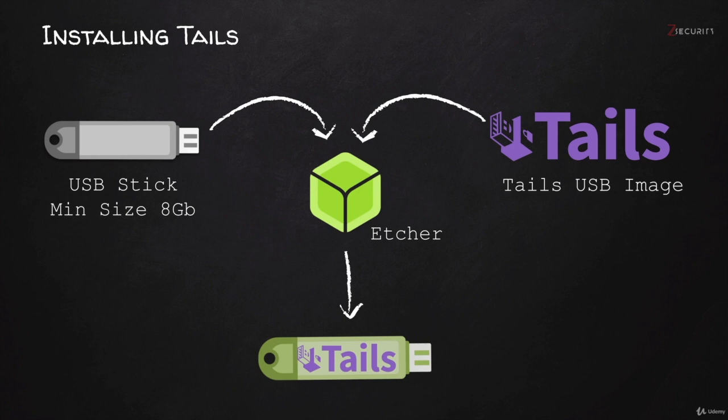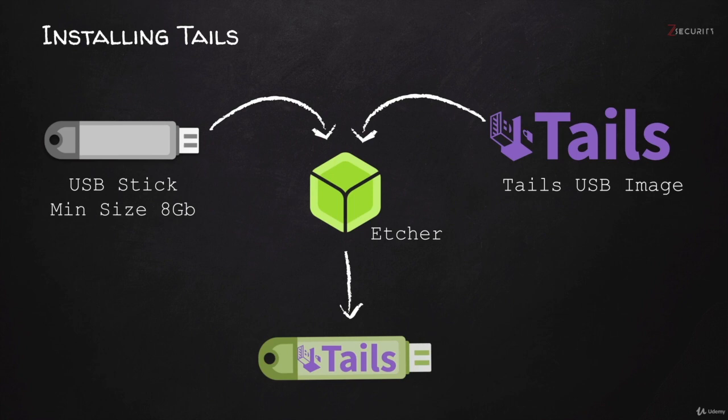Once we have that, we'll be able to connect it to any computer that runs any operating system and run Tails from that computer. The software that we're going to use to flash Tails to the USB stick is called Etcher. Again, I'm going to include its download link in the resources of this lecture, and this application works on Linux, OS X, and Windows.